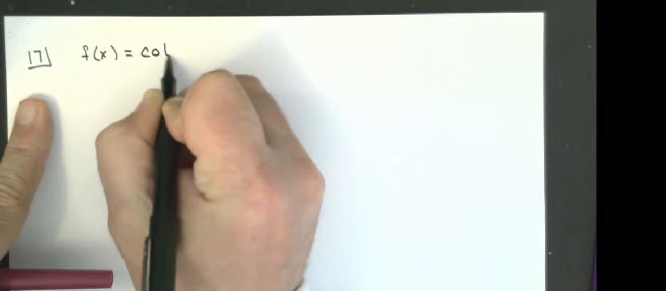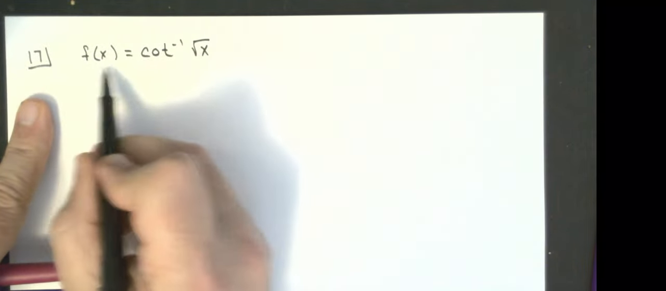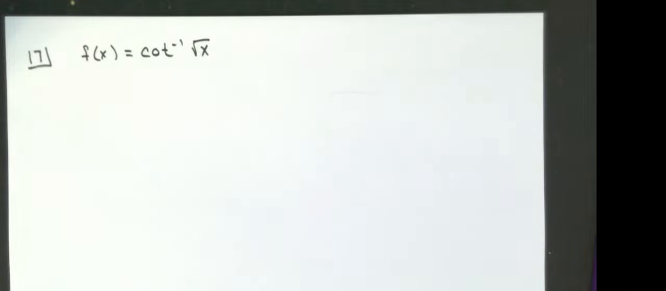Next one I'm going to do is 17. Table. And it is the inverse cotangent of square root of z. F of x equals inverse cotangent of the square root of x. So they had f of z, I'm going to change it to f of x.